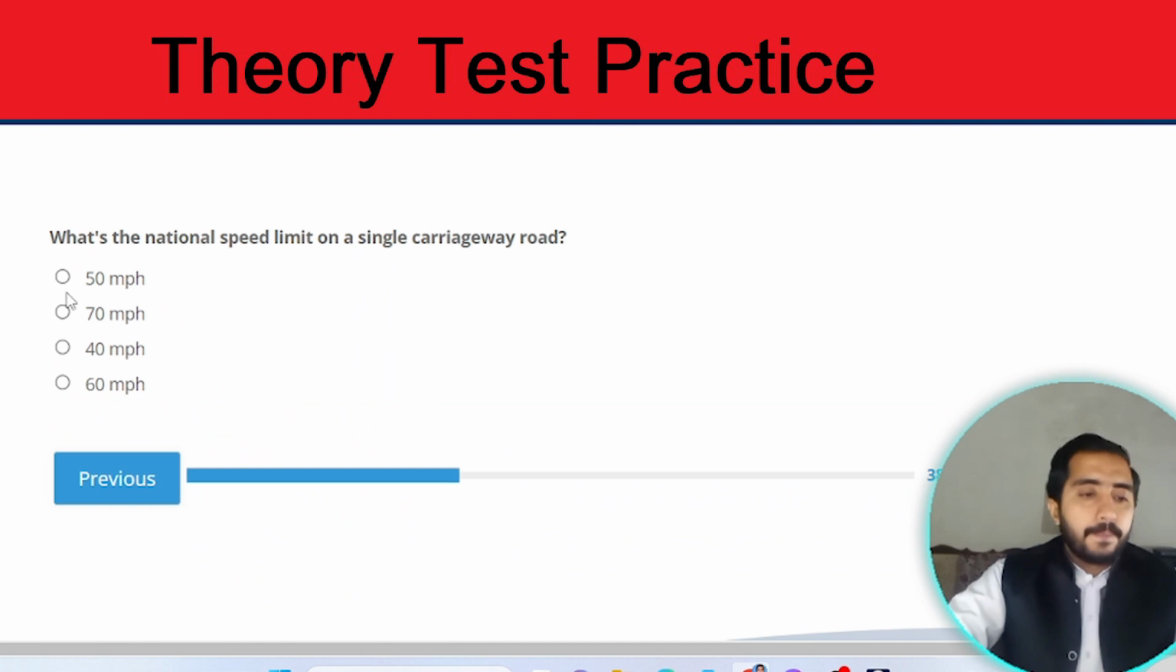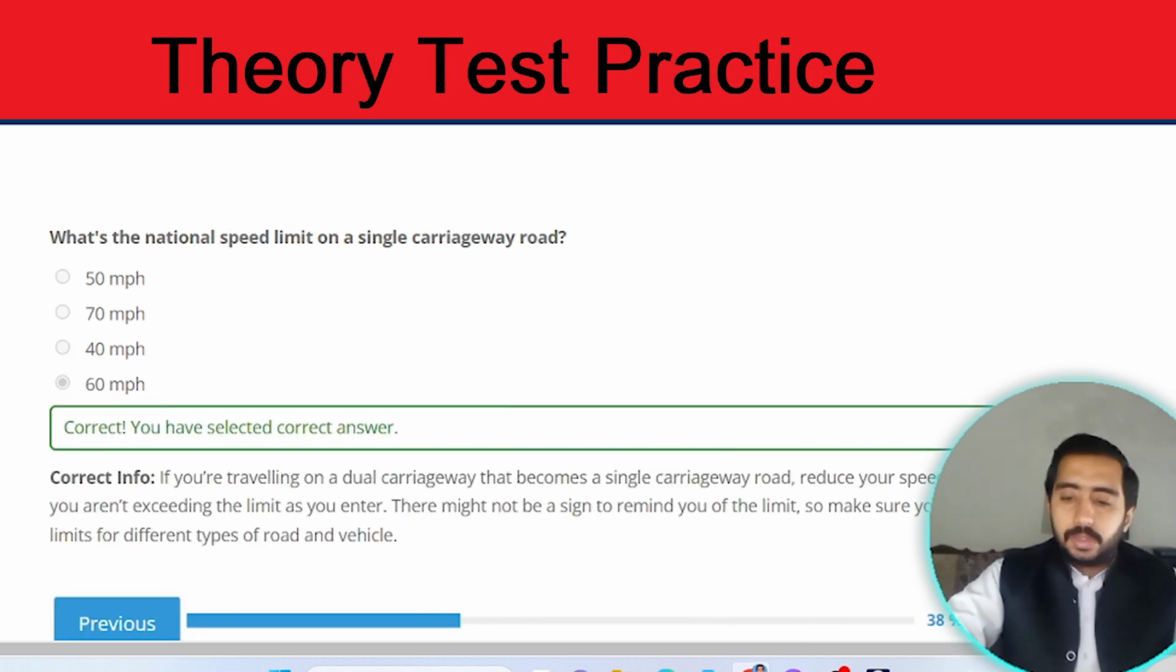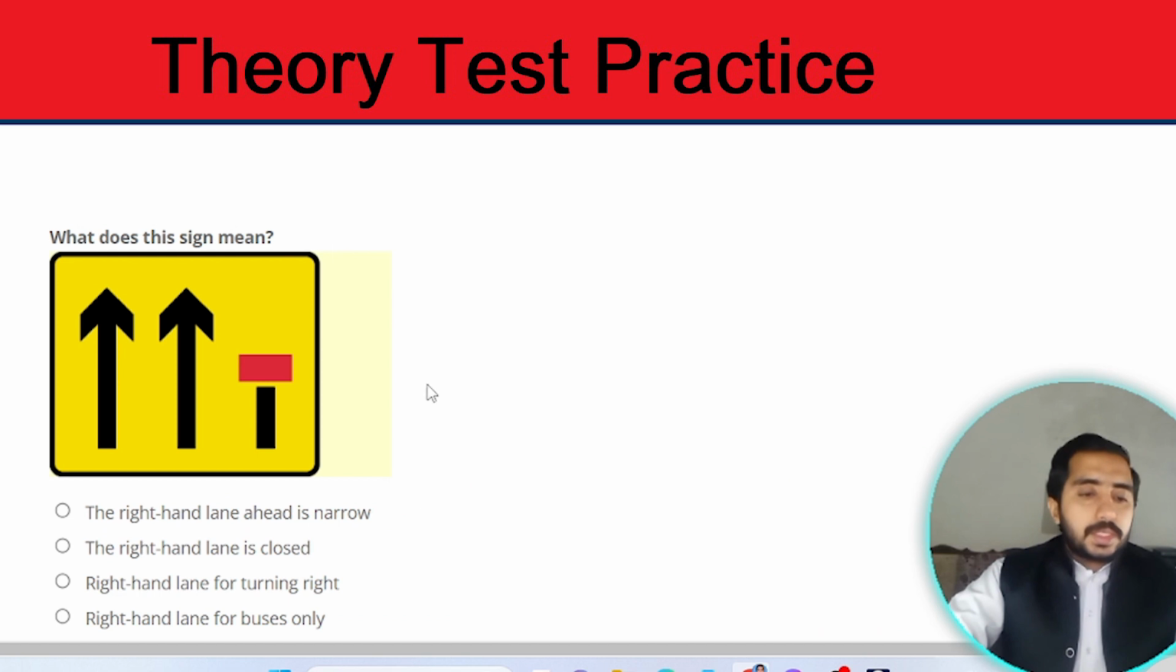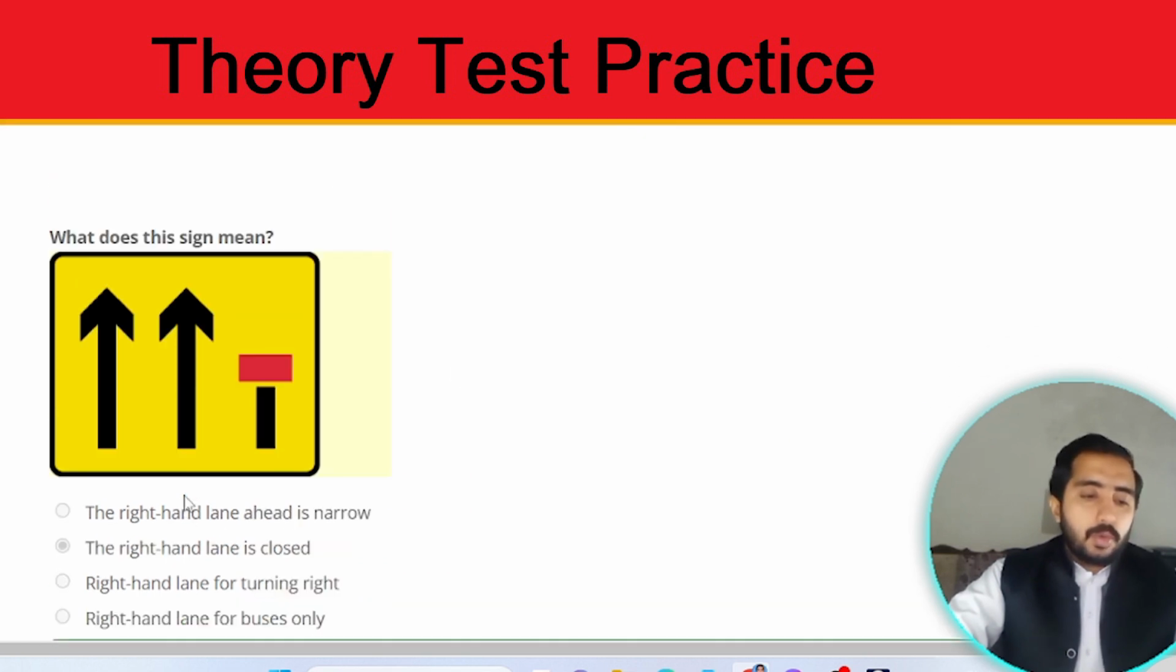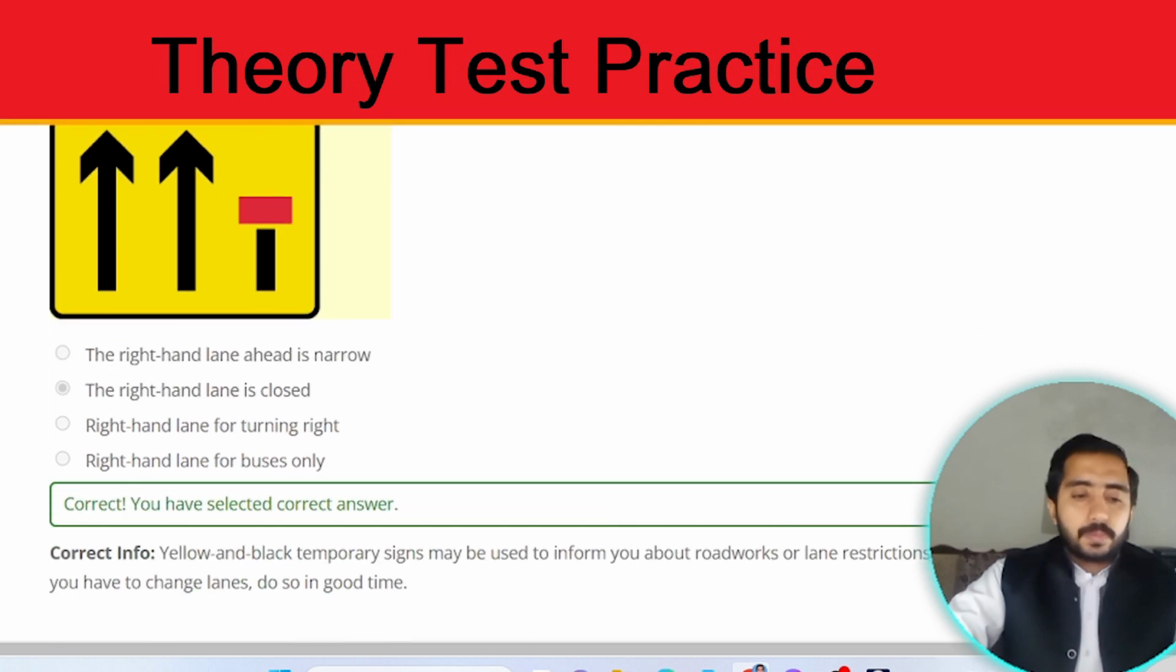Next one, what's the national speed limit on a single carriageway road? The national speed limit is defined as 60 mph. What does this sign mean? This sign represents that the right hand lane is closed. Option D is the correct one.